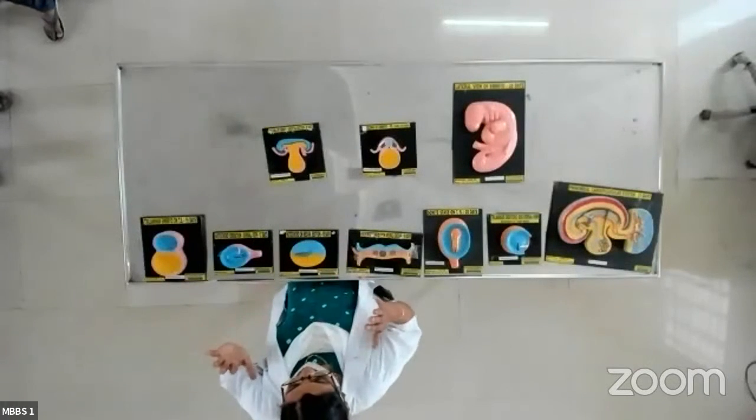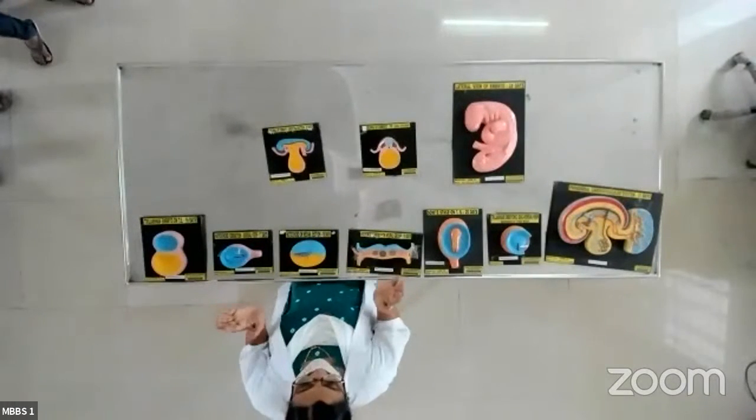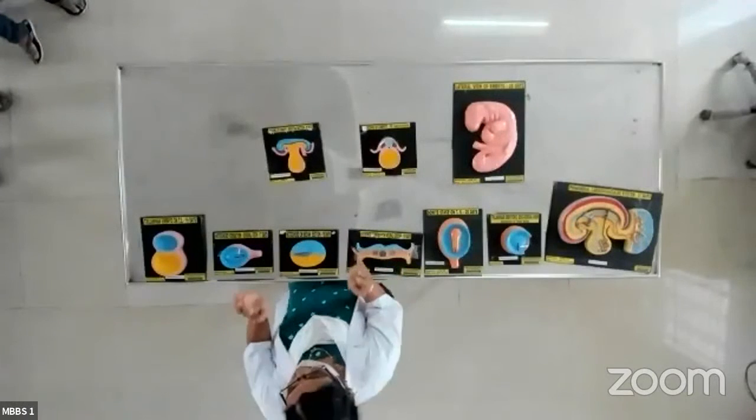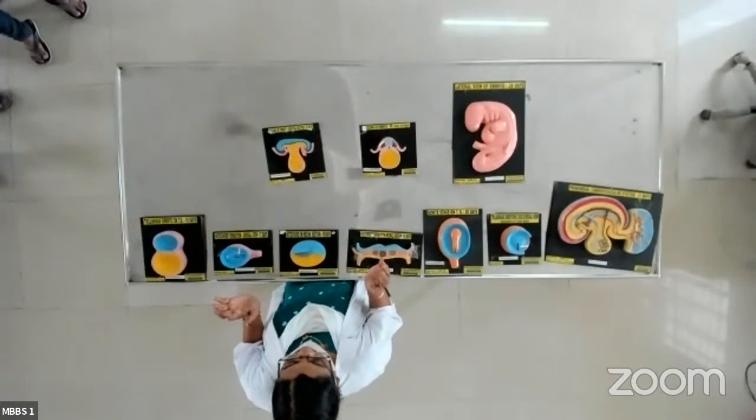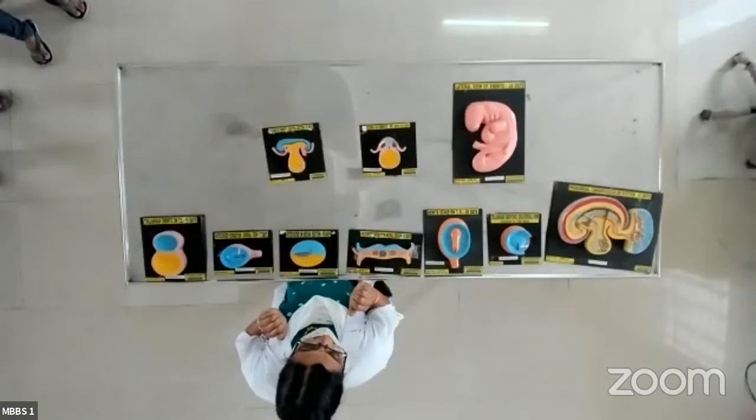Amnion will approximate with the chorion. So first there is inside amnion, then there is a chorion.